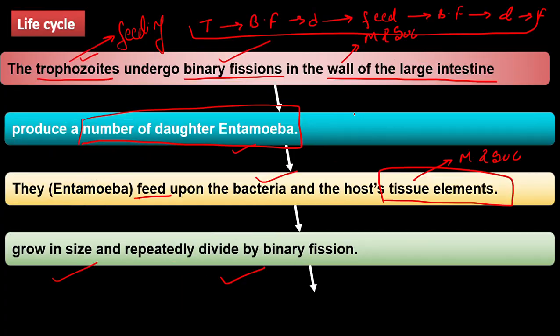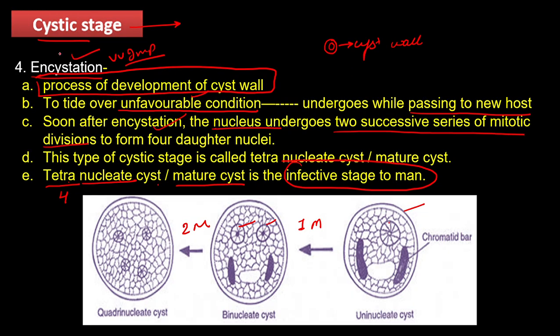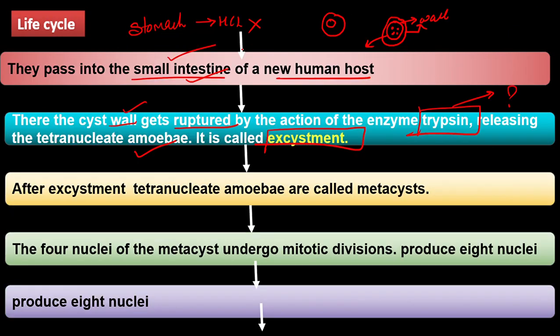What did we study before? Encystation. Encystation is nothing but development of the cyst wall. Excystment, what is it? Excystment is nothing but the removal or breaking of the cyst wall. Now after excystment, the tetranucleate amoeba we call metacyst. As soon as it came out, we gave it another name, just like your home name is something else and your school name is something else. So now this tetranucleate cyst we are not going to call a tetranucleate cyst. The other name is going to be metacyst, right?